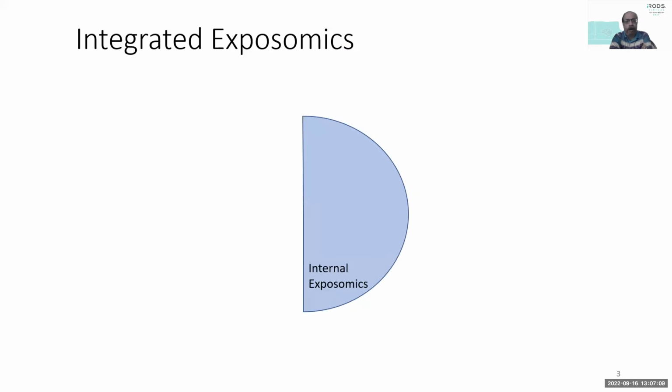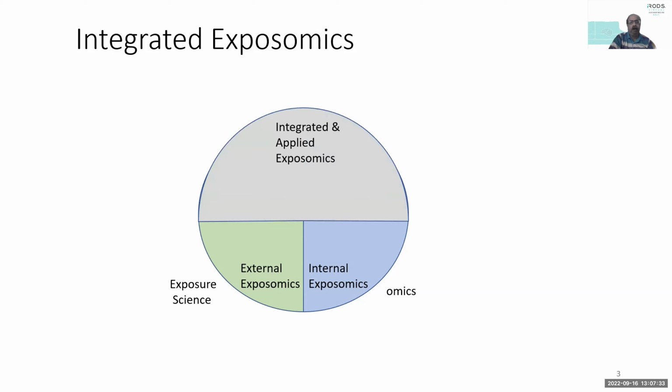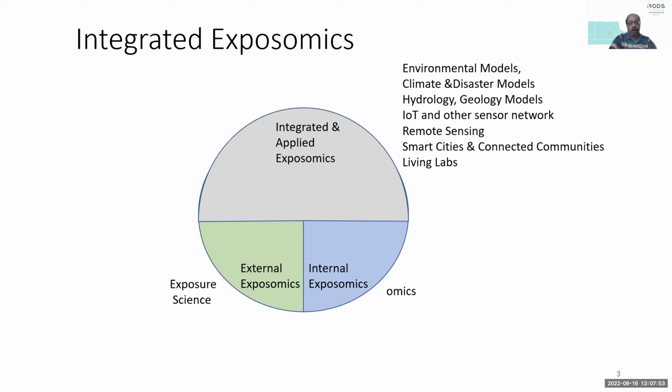Whenever we talk about exposomics, most of us talk about what is called internal exposomics, which is basically using a lot of omics type of tools. The other part is external exposomics, where we are bringing in exposure science. But the part which is missing, and which probably needs to be promoted at the next level, is integrated and applied exposomics, so that we can do translational science to the next level. Whatever results we get from exposomics studies, we can take and apply, and also integrate both the external and internal exposomics, and add a whole bunch of different types of models and tools which are available from different sciences.